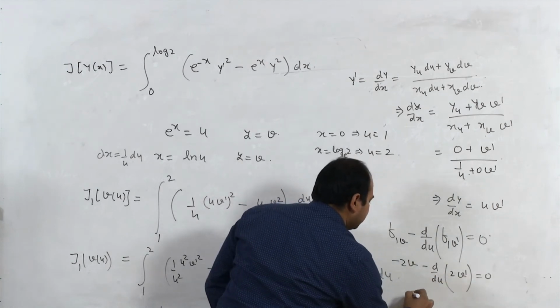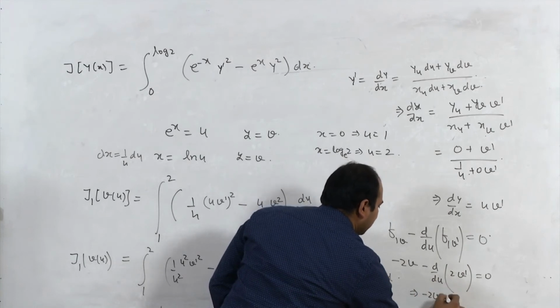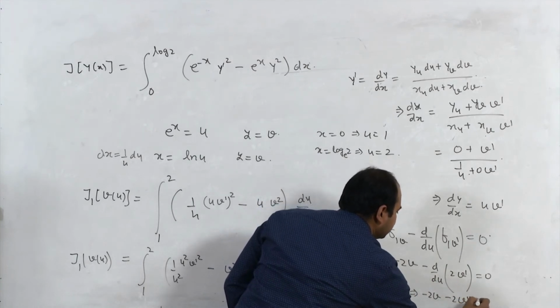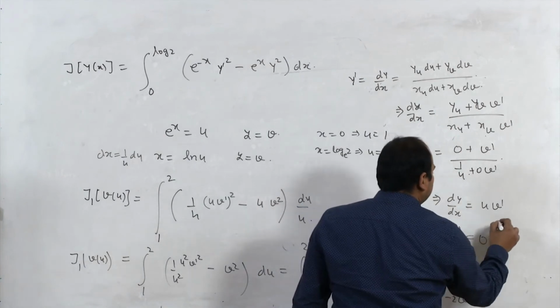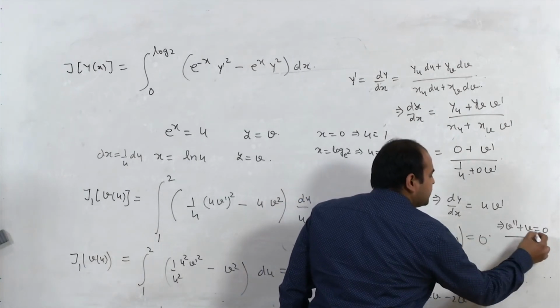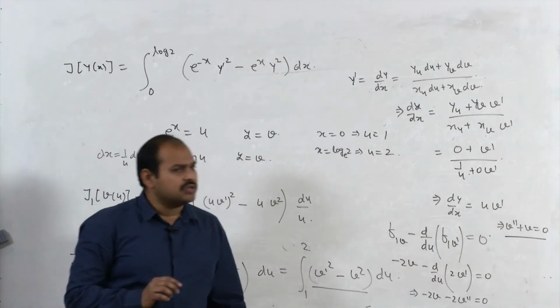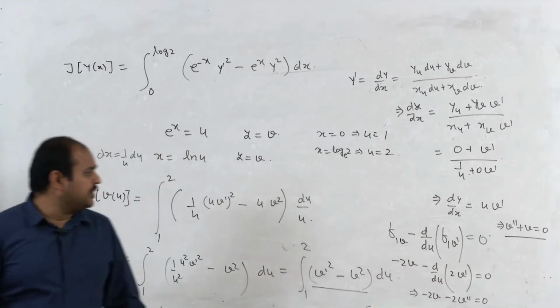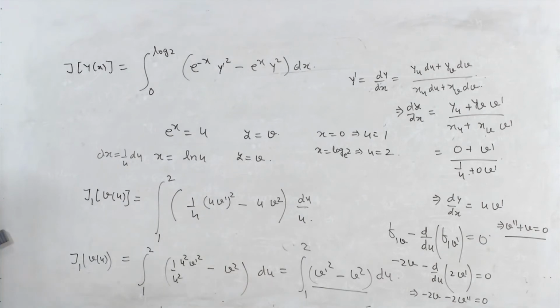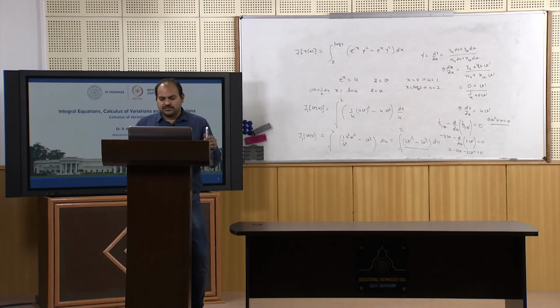And when you simplify this, this is minus 2v minus 2v double dash equal to 0, which is nothing but v double dash plus v equal to 0, a very simple second order differential equation with constant coefficients, and the solution is given simply as c1 cos of u plus c2 sin of u. So let us look at this in the slides.